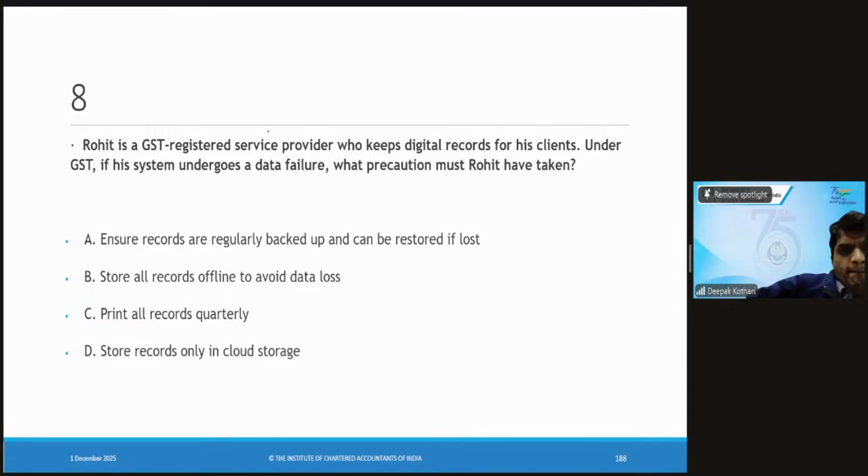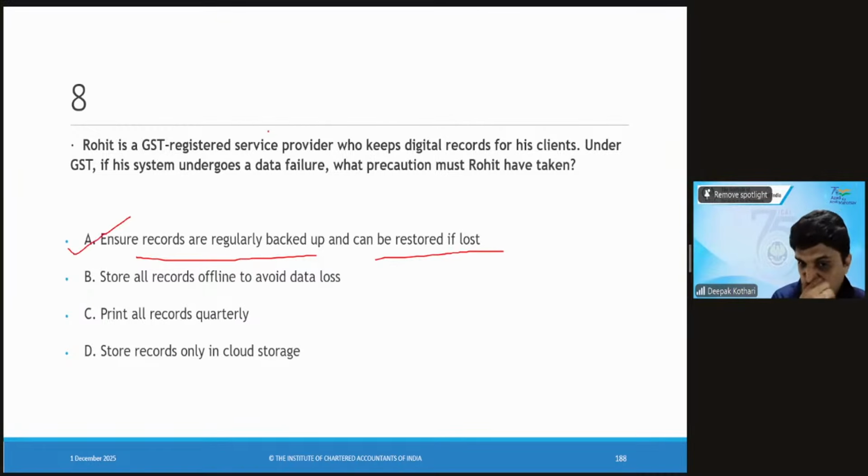15-digit ENR, no? Who keeps digital records for his clients under GST, if his system undergoes a data failure, what precaution should he take? To do only one thing. Looks practical, but the law, you're taking the law. What does law say? You should ensure the records are regularly backed up and it can be restored if it is lost. That is what the service provider who keeps the digital records has to ensure, that he is taking the backup regularly and the data can be restored if it is lost, so that people should not suffer.